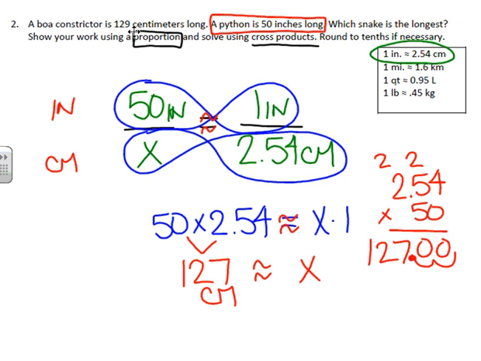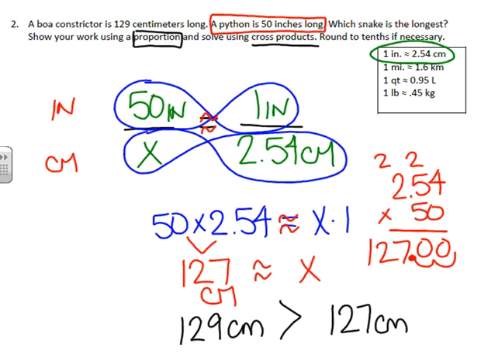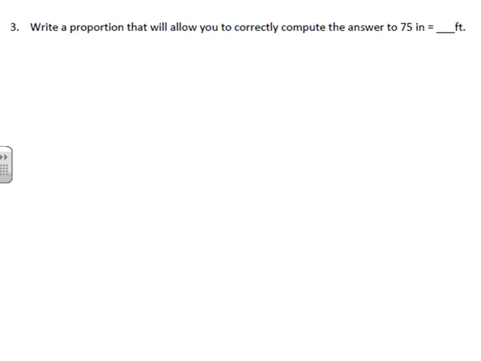Now I can compare the two measurements. The boa constrictor is 129 centimeters. The python is 127 centimeters. And now I can see that the boa constrictor is longer by about 2 centimeters. So not by a lot, but enough to make it longer.